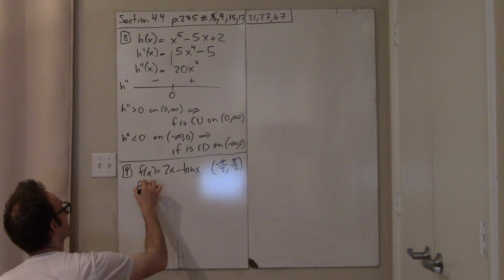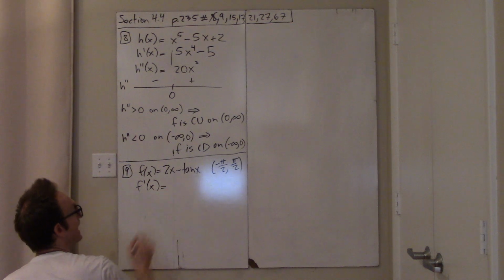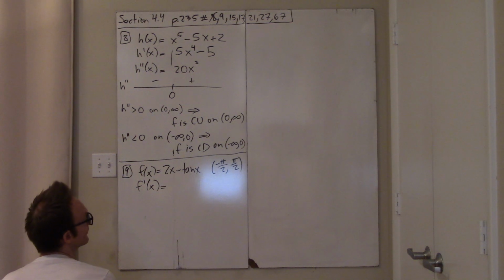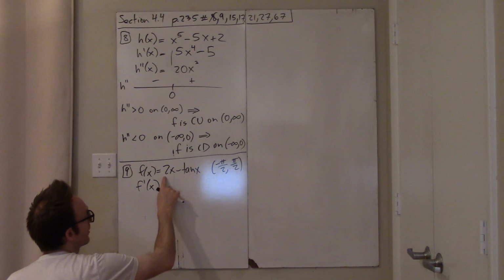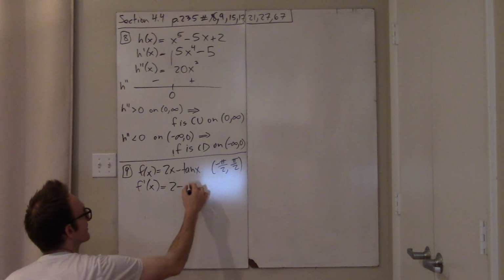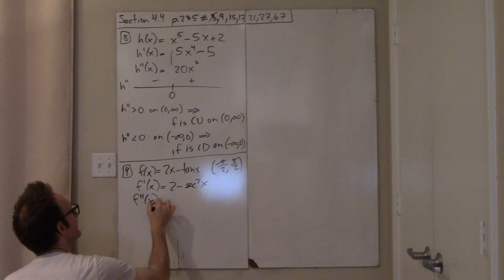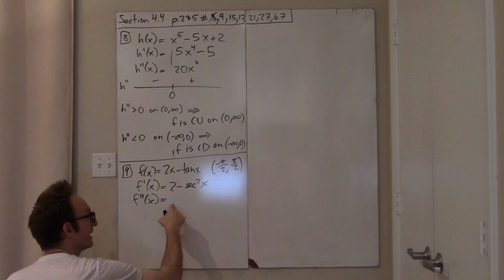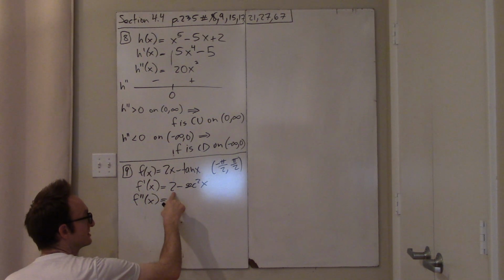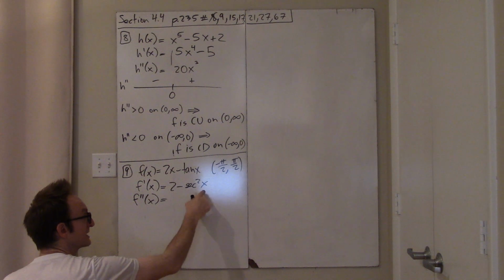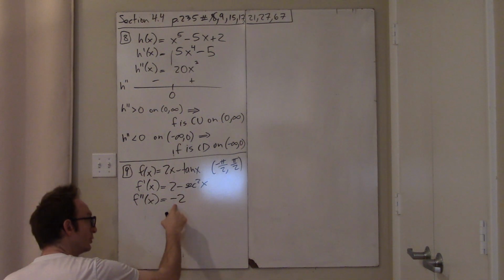Well, we take the derivative. What do we get? Ugh, I don't feel like doing this. Well, we're going to get 2 minus the derivative of tan, which is secant squared. And then we take the derivative again. Okay, that's 0. So now what's the derivative of secant squared? It's going to be negative 2.